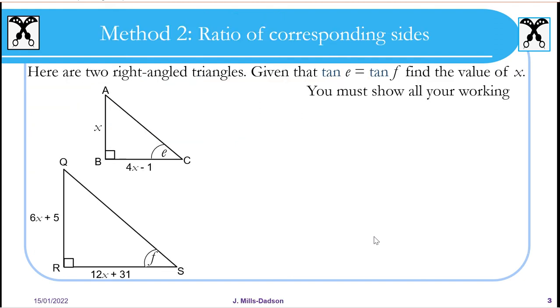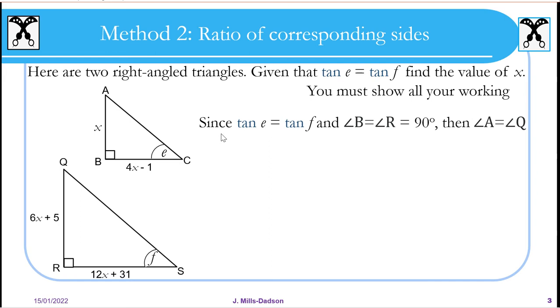Second problem solving. We have two right angles, and given that tan E equals tan F, find the value of x. You must show all your working out. You can approach this different ways. I want to use similar shapes to solve this.